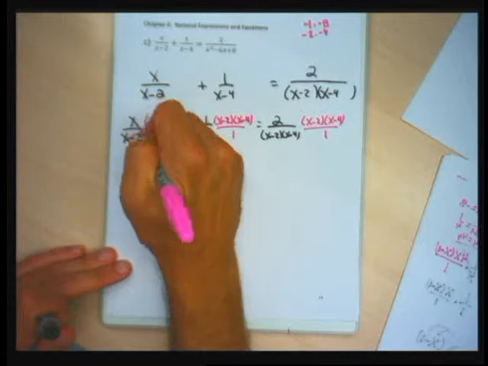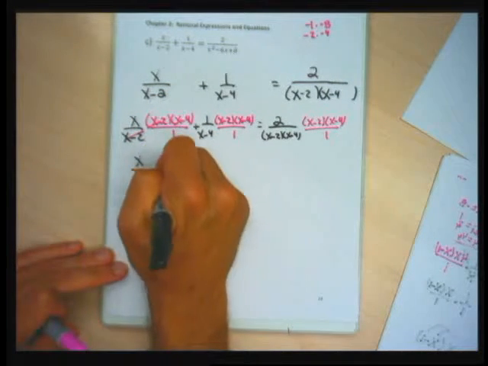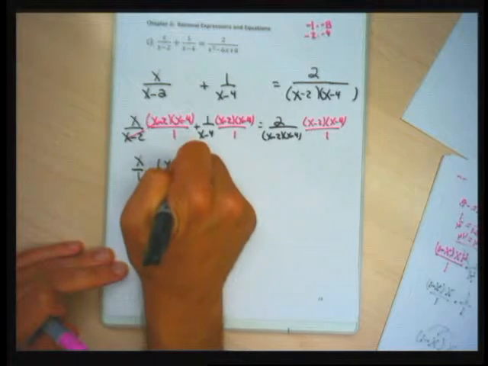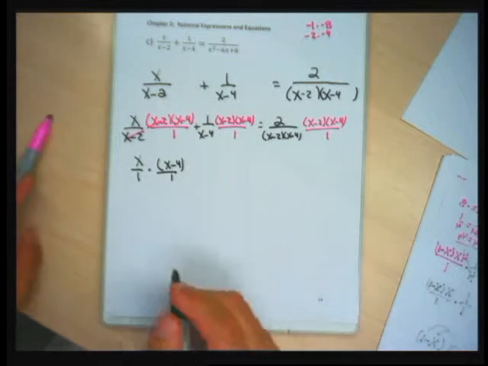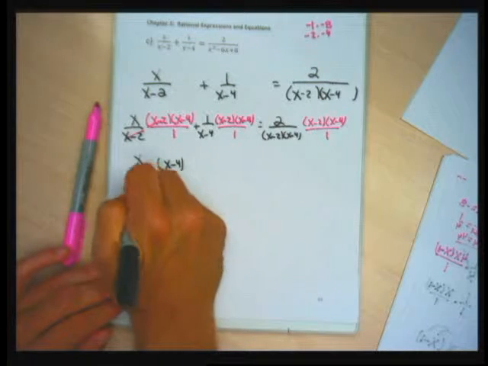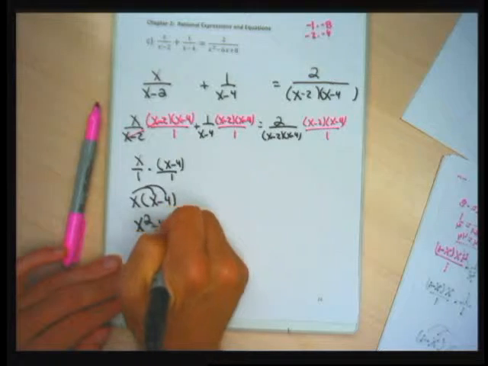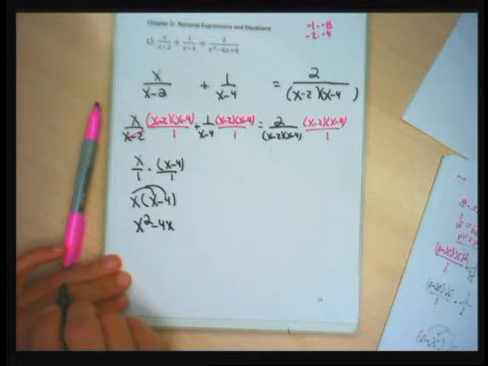Cancel. First piece, I get x over 1 times x minus 4 over 1. Don't need the over 1s. Do need the x times x minus 4 part. Multiply x times x and x times minus 4. I get x squared minus 4x.